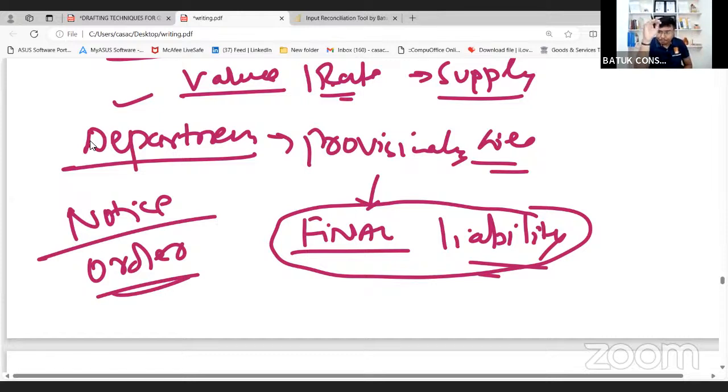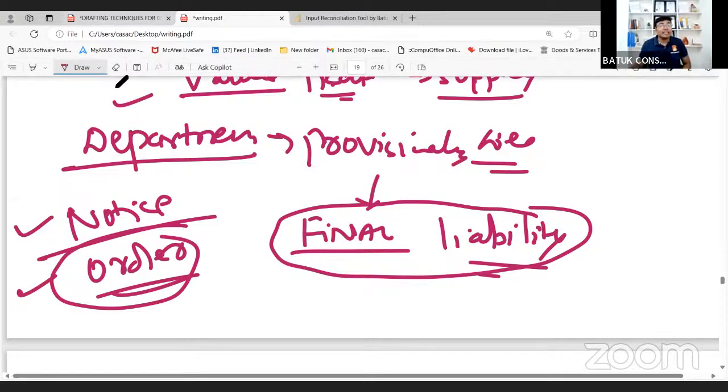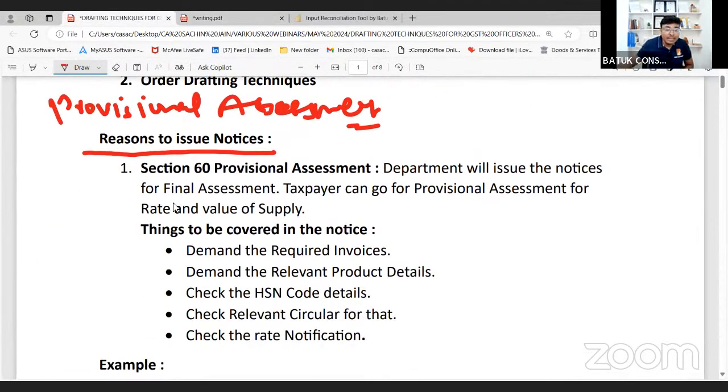So in this specific scenario, when provisional assessment has already been done by the departmental authority, the authority is going to issue the notice for the final assessment, and after getting all the required documents for doing the assessment, the authority will pass the order. What are the relevant components or contents which should be part of this notice and of this order? That is the point of our discussion, and this provisional assessment is covered under Section 60 of the CGST Act.